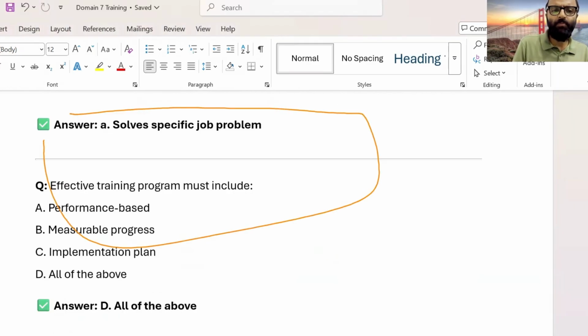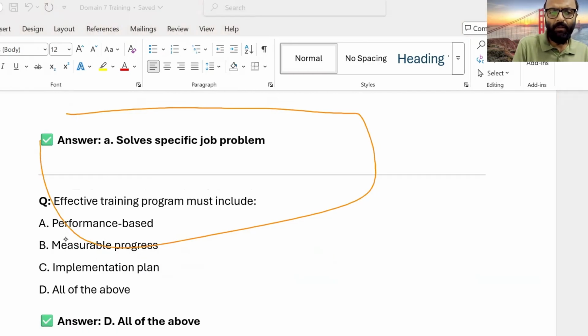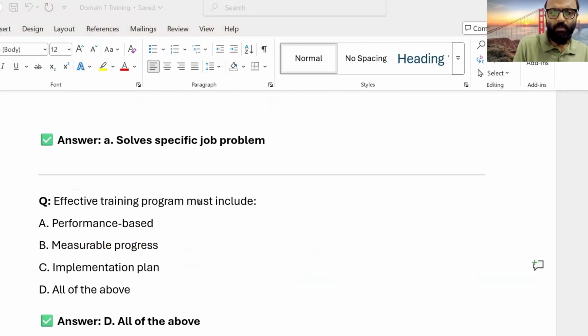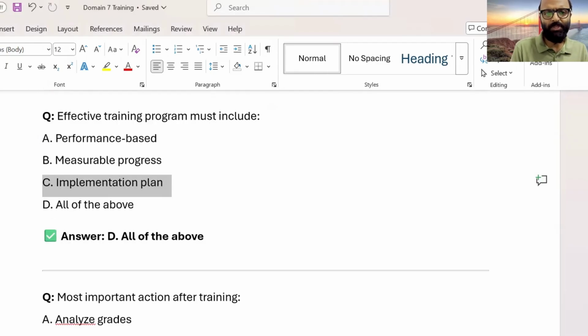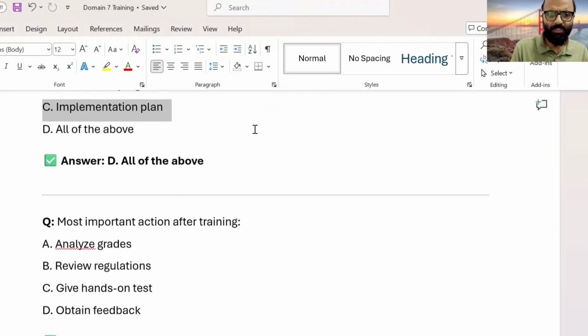An effective training program must include performance-based, measurable progress, implement plan, all of them. It is all of them. Effective training means it should be performance-based, measurable, and implement plan. Same from the definition itself.